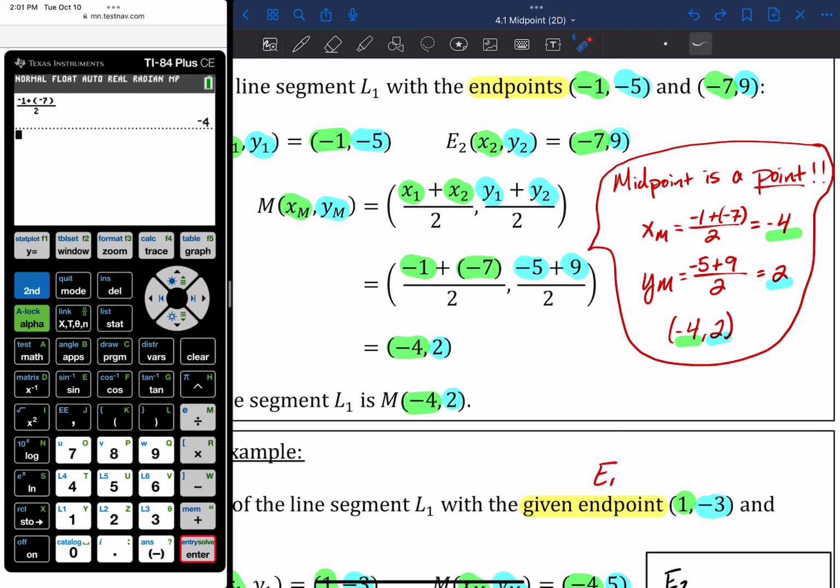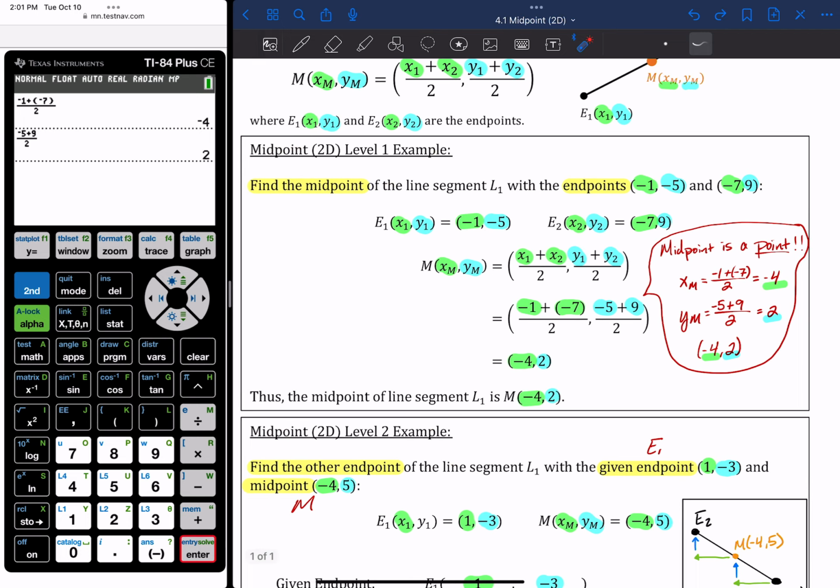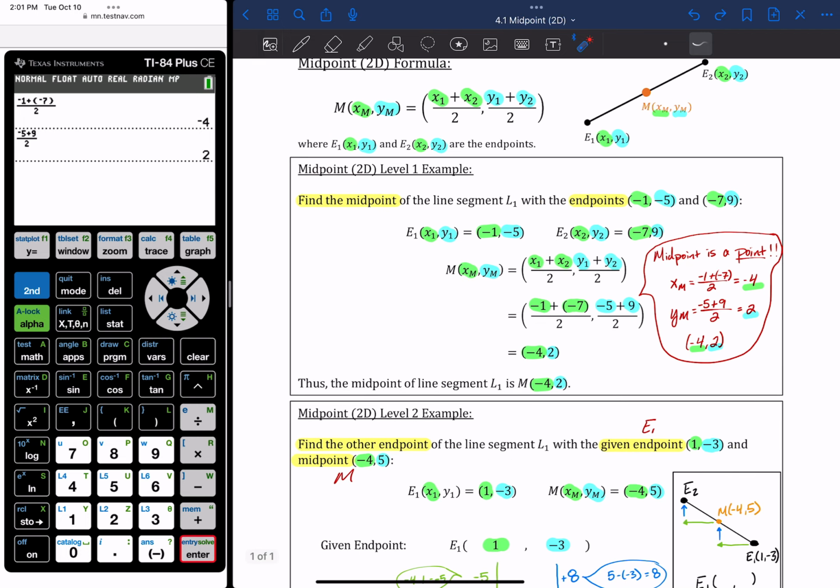I do the same thing for y, make a fraction. I take the y values, -5 and 9, -5 plus 9. I'm going to add them and divide by 2. It's going to give me the number in between them, which in our case is 2. So I have my x and y component of my midpoint. Thus, the midpoint of the line segment L1 is (-4, 2).